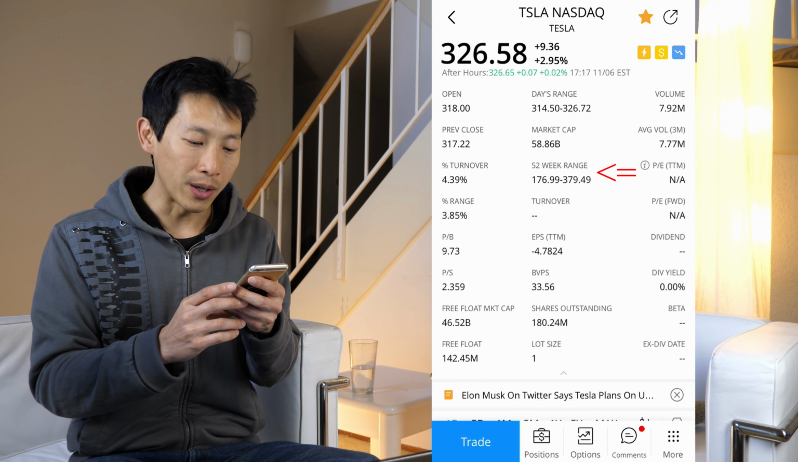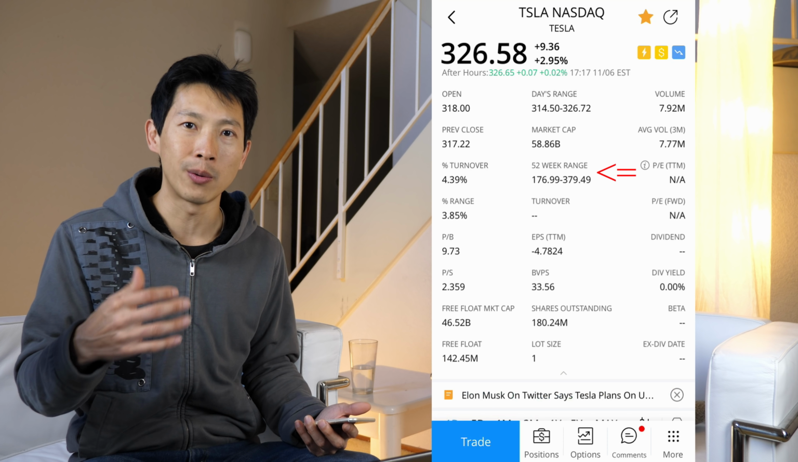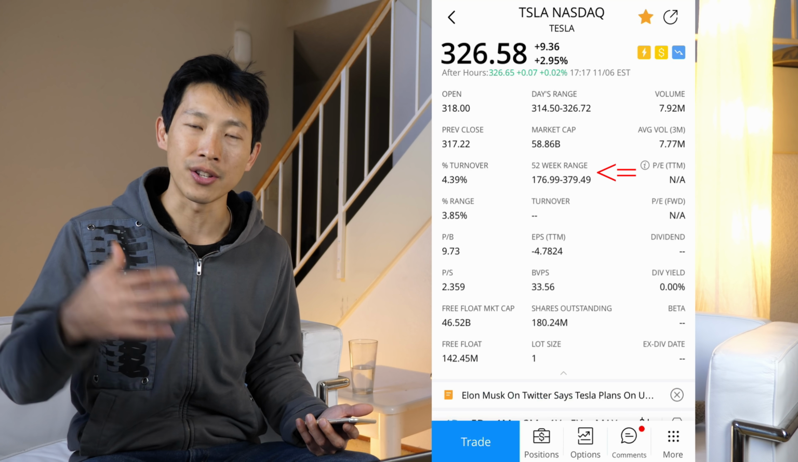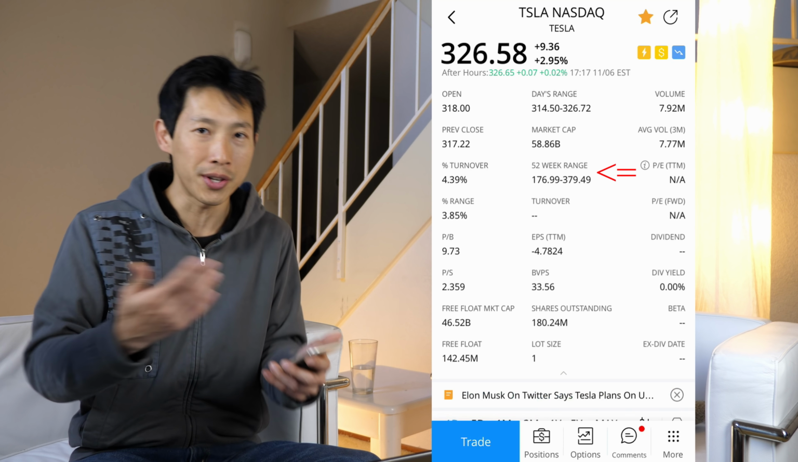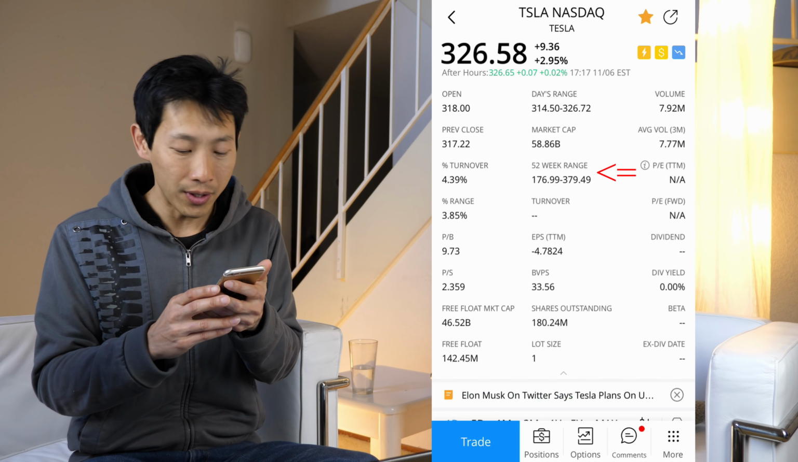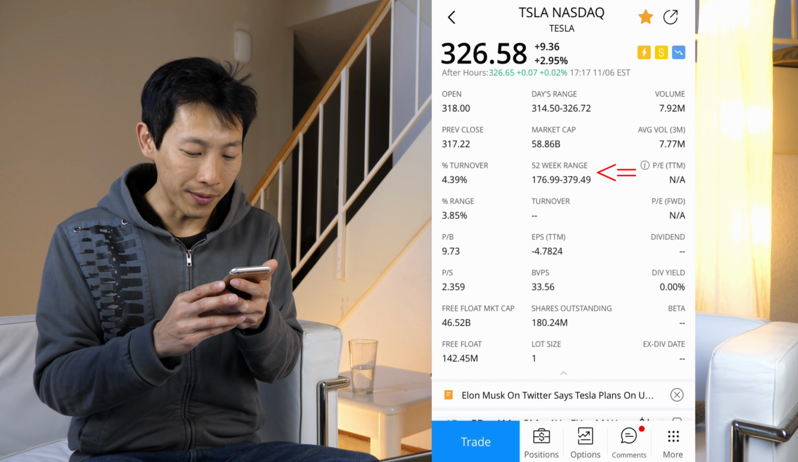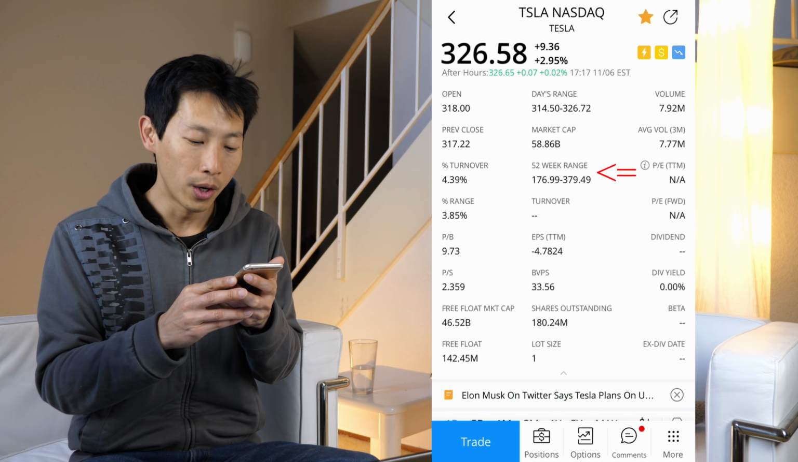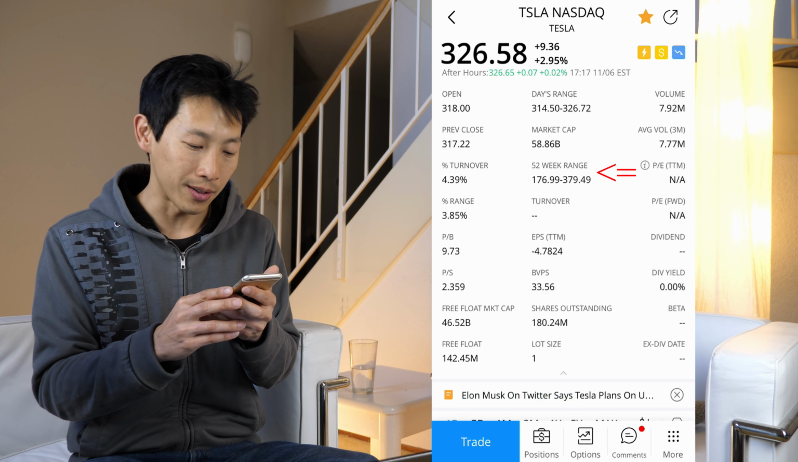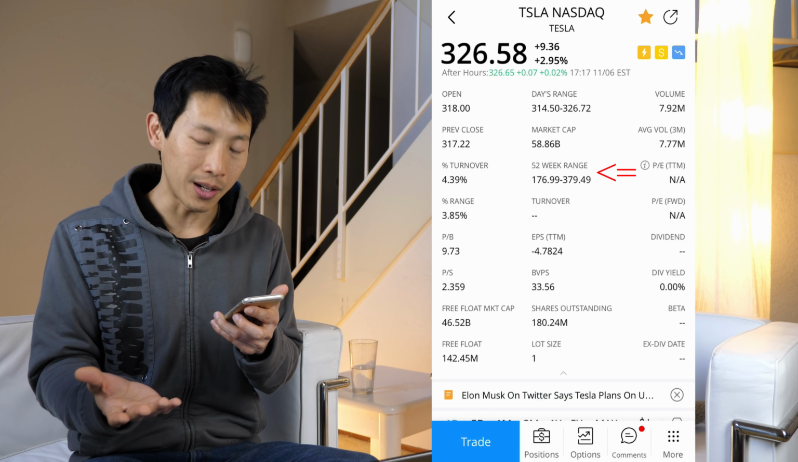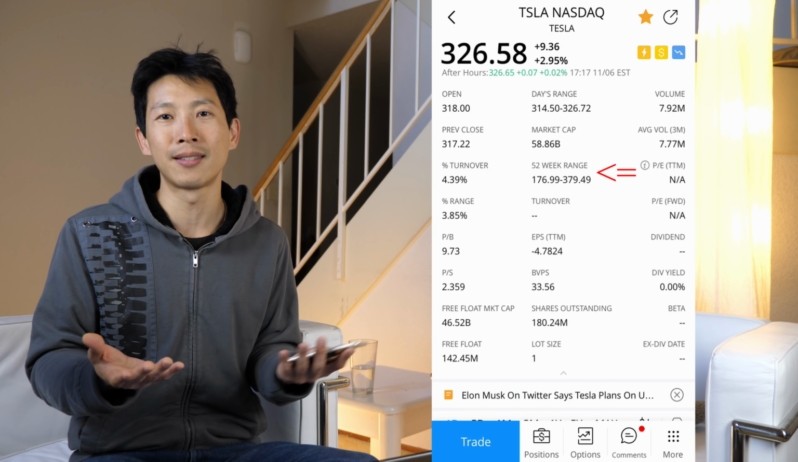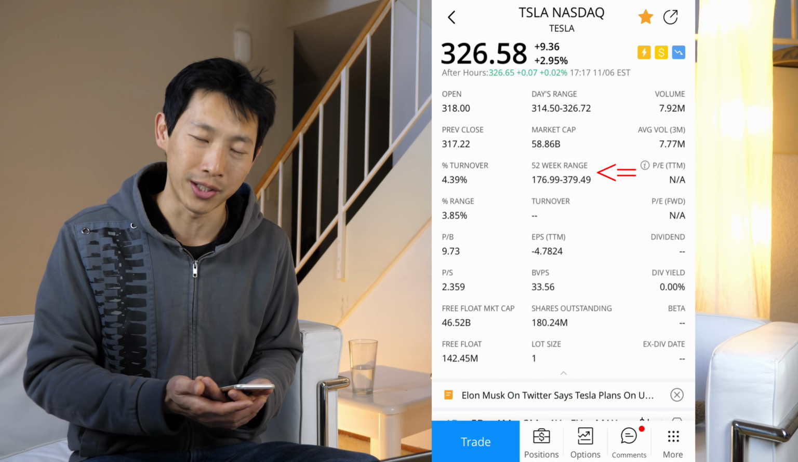The 52-week range is kind of important because you want to know if the stock is at its all-time high or all-time low or somewhere in between. For the last 52 weeks, it says $176.99 to $379.49. So at $326, you can kind of go, okay, it's almost getting to the all-time high.